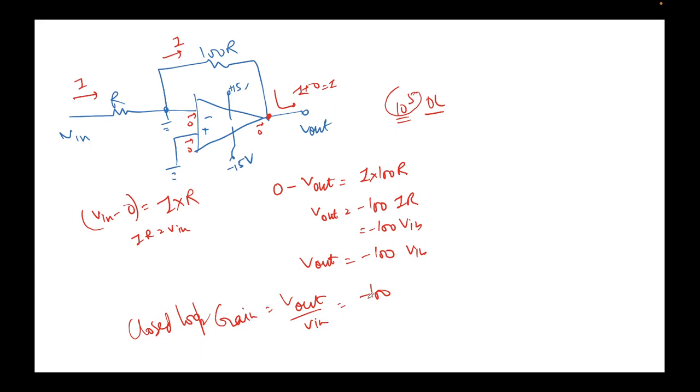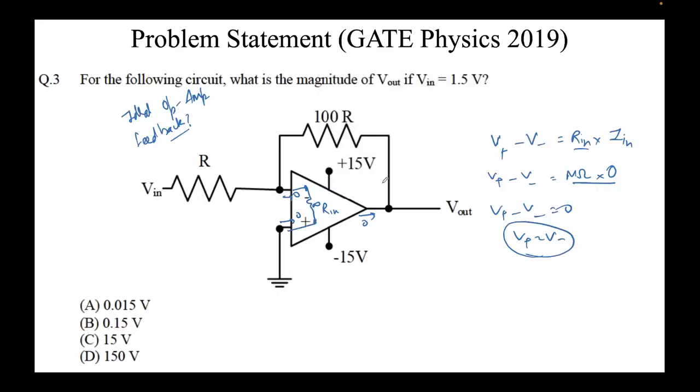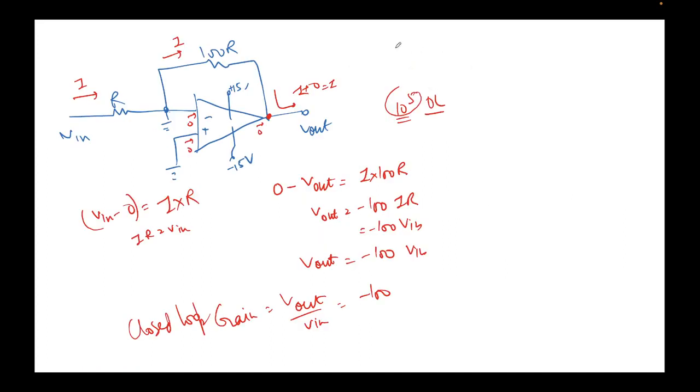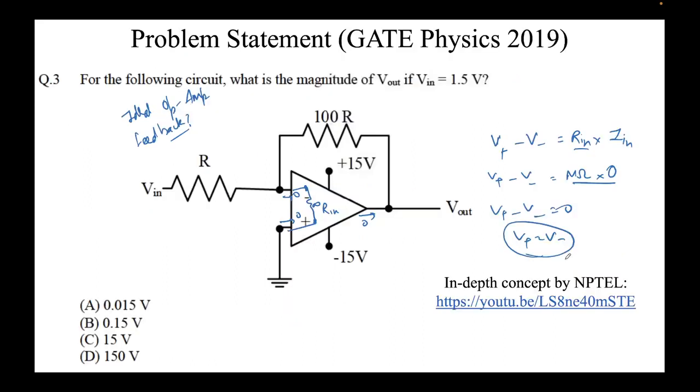So we got gain equal to minus 100. Very good. Now we were given V in as 1.5 volts, and we were supposed to find out V out. So V in is 1.5 volts, and we are asked what is V out. So we'll simply write V in here. So this implies V out equal to minus 100 times 1.5, which comes out to be minus 150 volts.